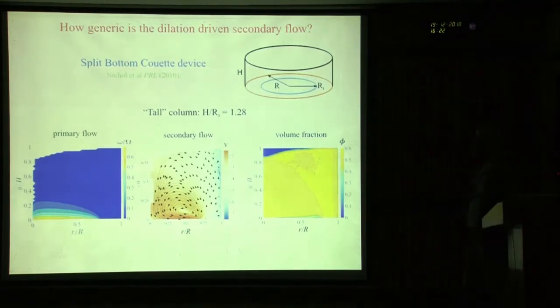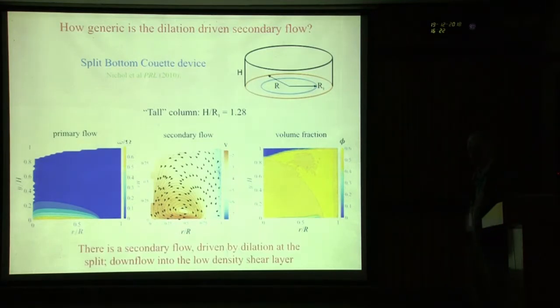And this is the primary velocity profile. Okay, so the part near the base, the grains near the base are rotating, and the rest of the grains are more or less static. And you get a secondary flow here. This is for a relatively tall column. Okay, so the fill height is about 1.28 times the radius of the rotating disk. And so you get a single vortex over here.